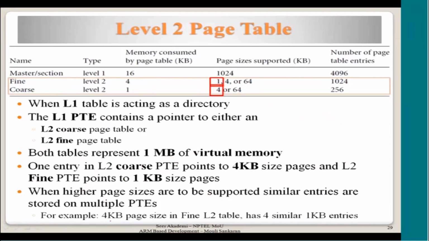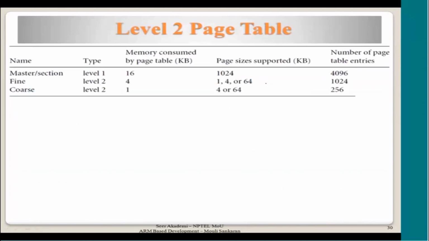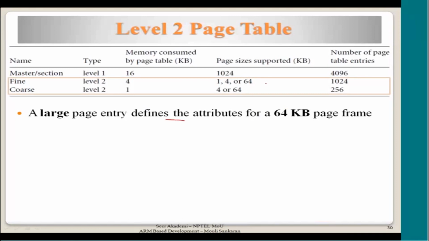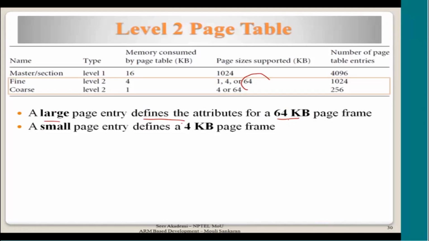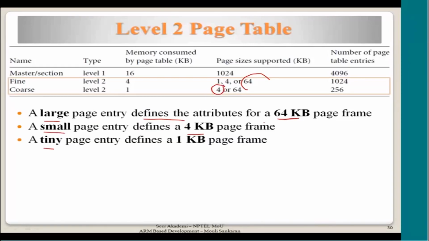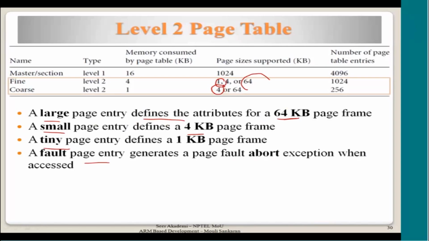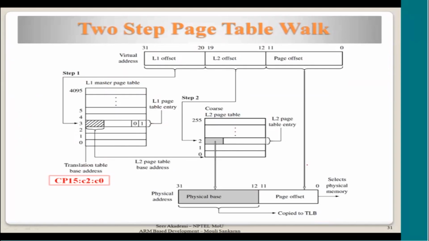An example: a 4 KB page size in the fine L2 table has 4 similar 1 KB entries. Similarly, for 64 KB it will have 64 similar entries. A large page entry defines the attributes of a 64 KB page size. That is, a 64 KB page frame is called large. A small page is a 4 KB page frame. A tiny page is a 1 KB page frame, which is the fine entry in the L2 table. The fault page entry generates a page fault exception when accessed.